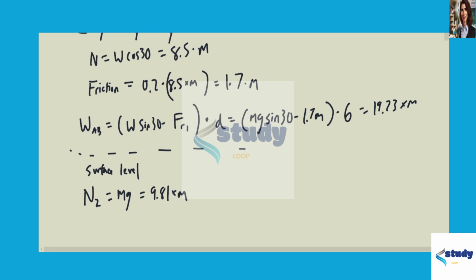In this case, when you find the second frictional force, you use the same coefficient of friction, and now you multiply by the new normal force. That should get you 1.962 times m.